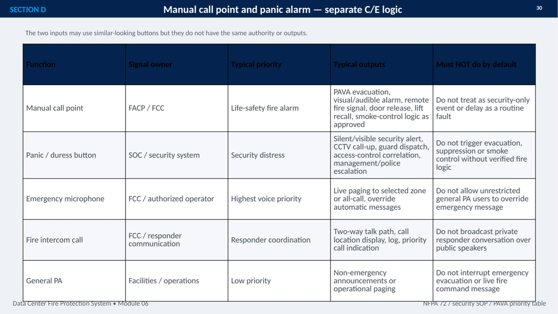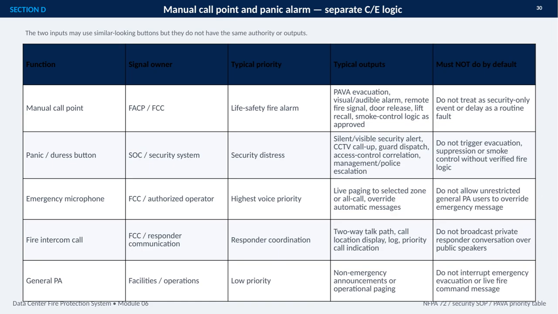A panic or duress button belongs to the Security Operations Center and represents a security distress condition. Its typical responses are silent or visible alerts, CCTV call-up, guard dispatch, access control correlation, and escalation to management or police. It should not, by default, trigger evacuation, suppression, or smoke control without verified fire logic.